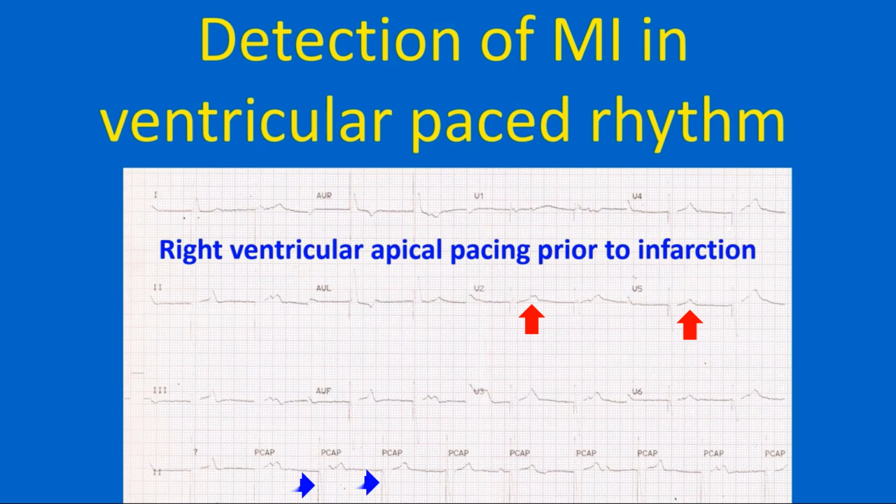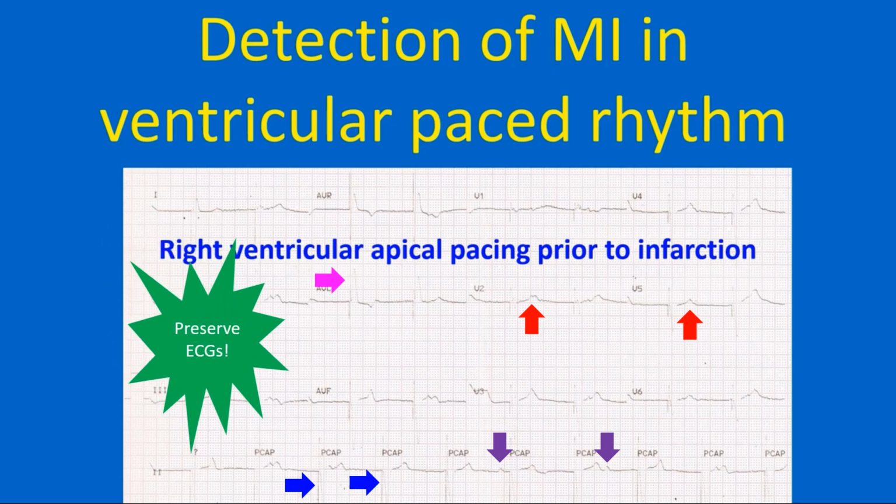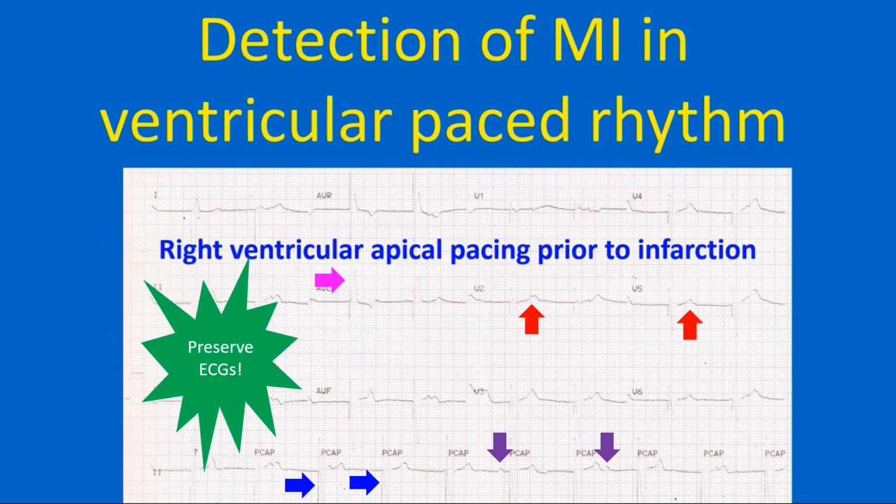Pacing spikes, LBBB pattern of QRS complexes in 1 and AVL, and dissociated P waves indicating pre-existing complete heart block are seen in this ECG as well. Here we highlight the need for preserving ECGs for future analysis and comparing them for accurate diagnosis.